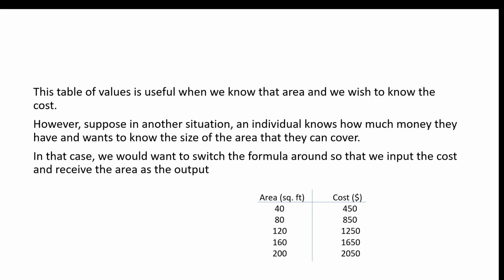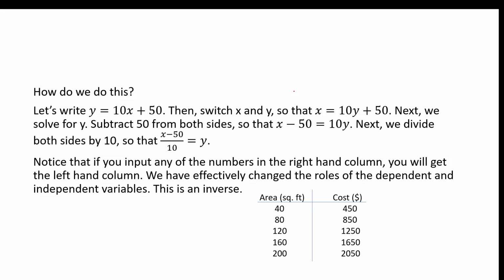In that case, we'd want to switch the formula around so that we can input the cost and receive the area as the output. In other words, Tom might say, I have $450. What area can I cover? Well, to use the formula as written wouldn't do it for us. We want to somehow switch that around.